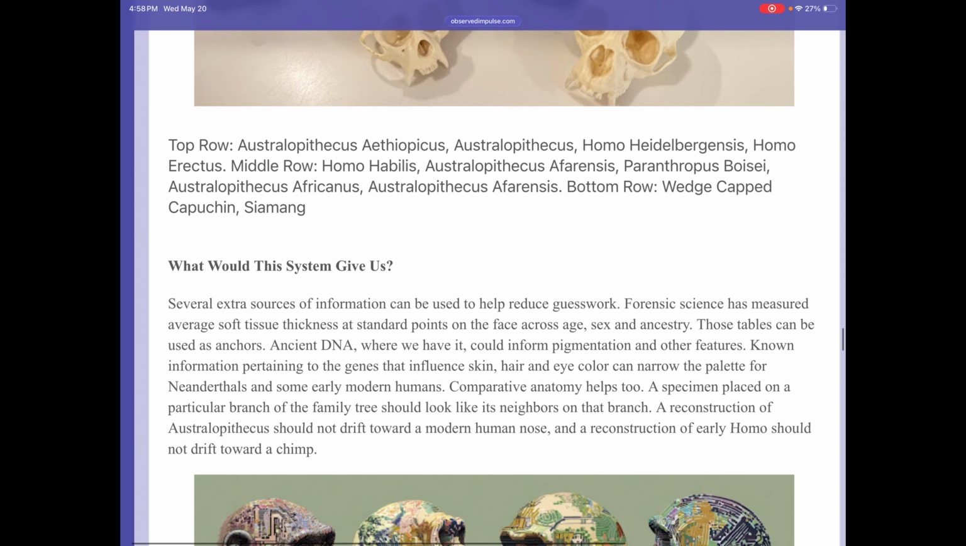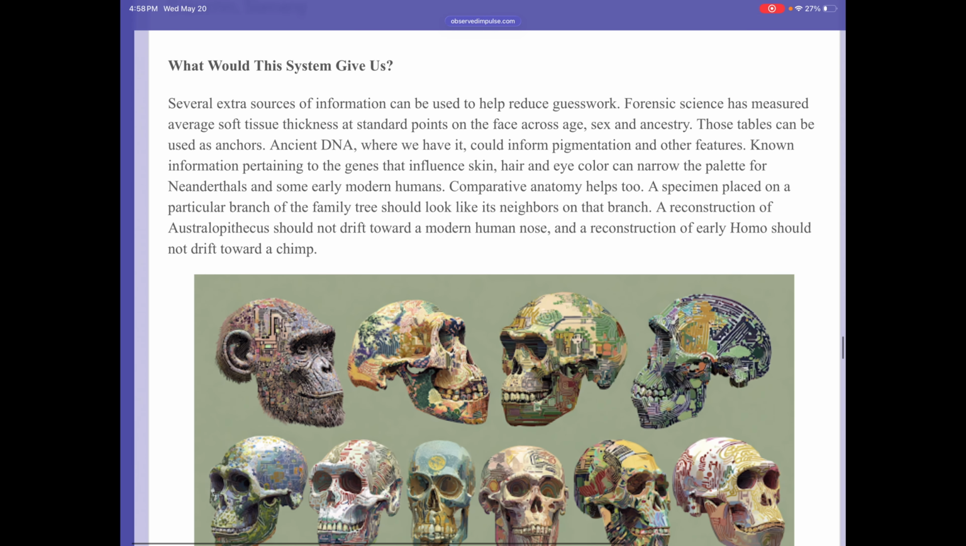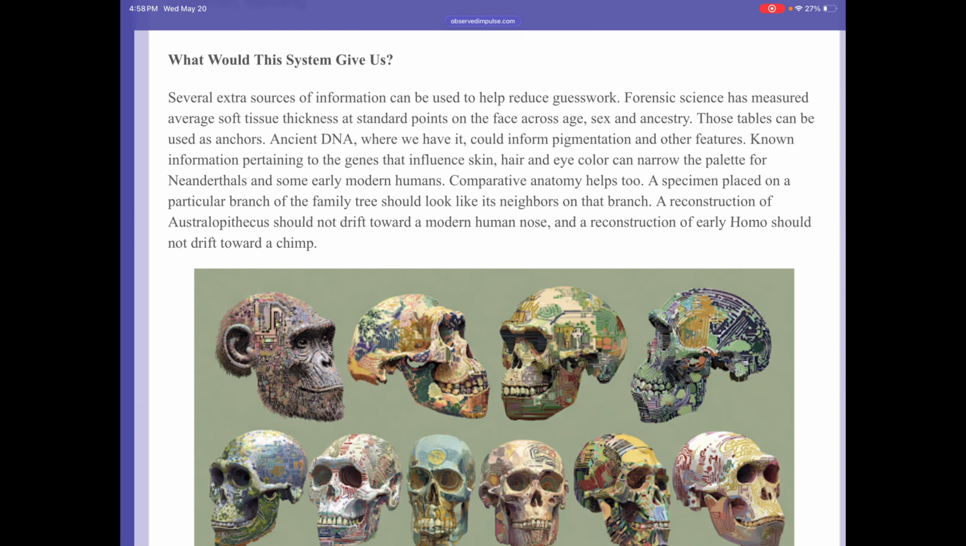So what would this system give us? Several extra sources of information can be used to help reduce guesswork. Forensic science has measured average soft tissue thickness at standard points on the face across age, sex, and ancestry. Those tables can be used as anchors.